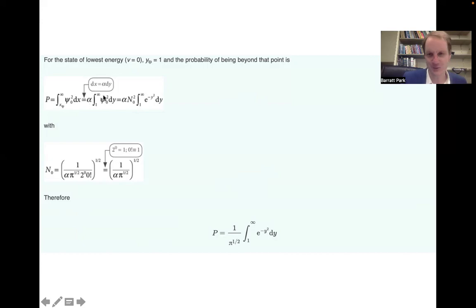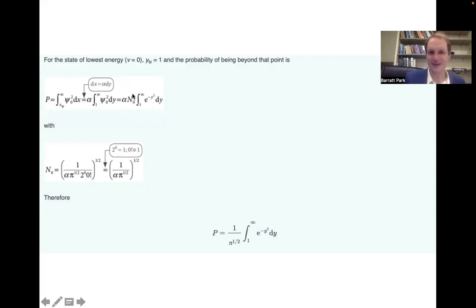If we plug in the expression for the wave function for the ground vibrational state, the Hermite polynomial for v equals 0 is just 1. So we don't have to worry about the Hermite polynomial, and we just get a normalization constant N naught squared times the Gaussian function squared, right? And when we square the e to the minus y squared over 2 function, we just get e to the minus y squared. Okay, so this is the integral that we want to solve.